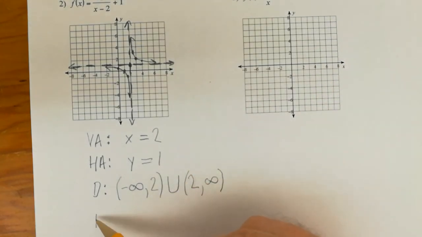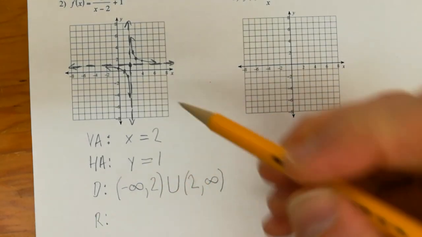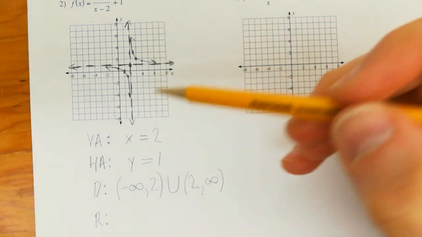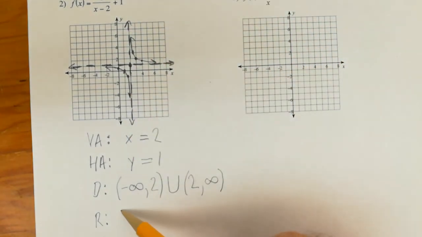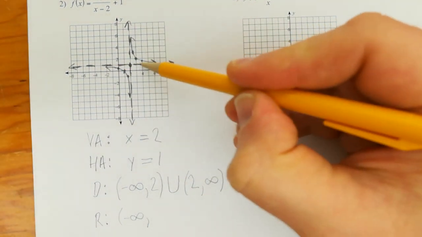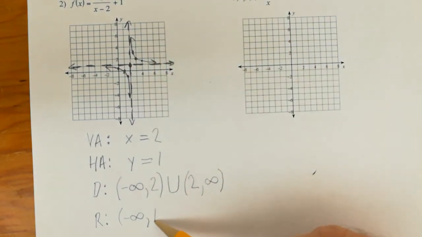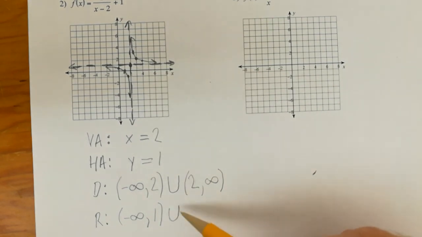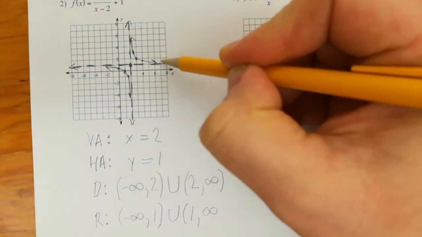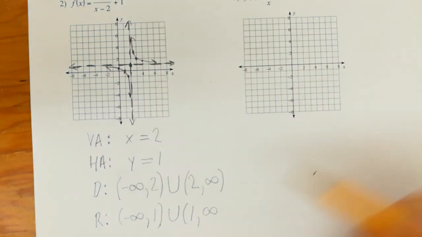All right, and it's a very similar thing for the range. So again, bottom to top here, possible y values. It goes down to negative infinity, and then it does not hit y value of 1. It stops just short of 1, and then picks up after a y value of 1, and then goes to infinity. So that's what the domain and range look like.